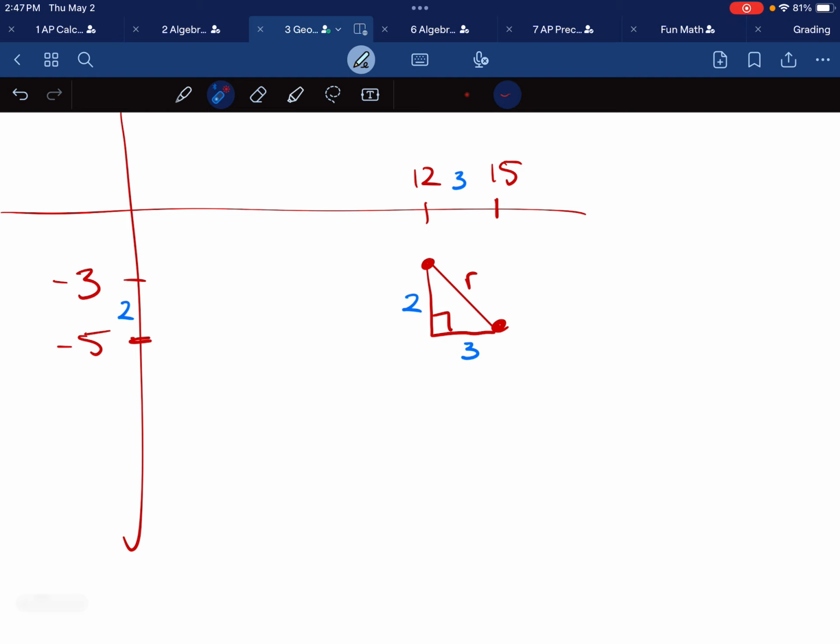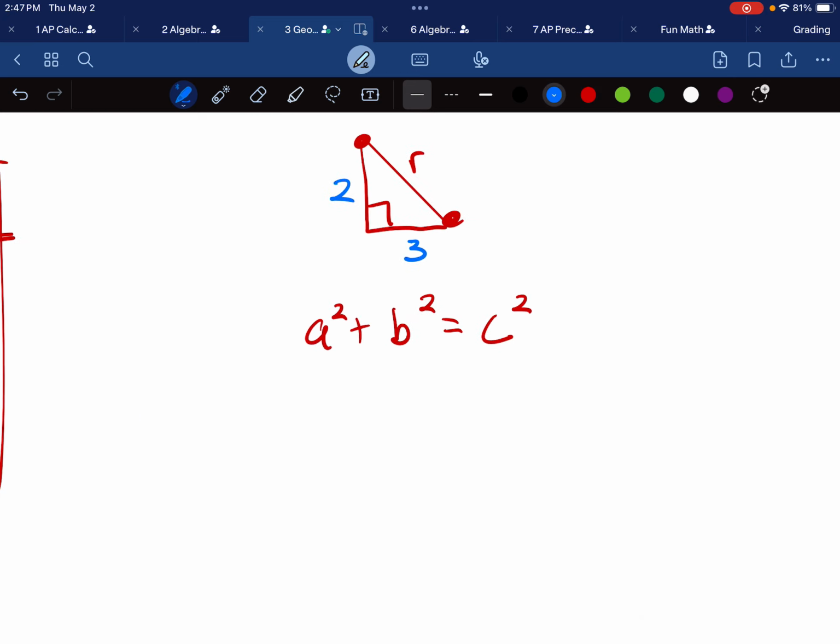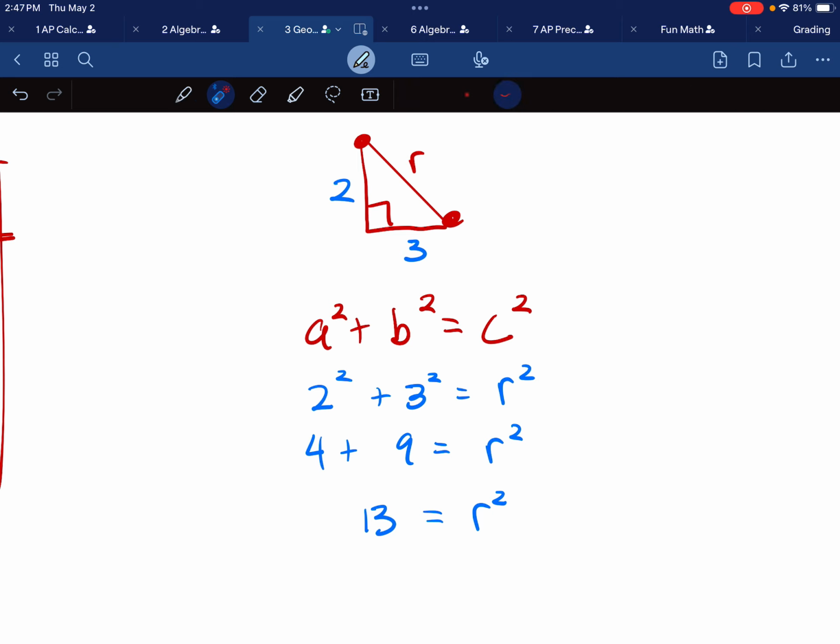You can say, hey, a squared plus b squared is equal to c squared. And if I fill that in, I'm saying, really, 2 squared plus 3 squared is equal to r squared. And 2 squared is 4, 3 squared is 9, that's equal to r squared, and that's equal to 13 for r squared.